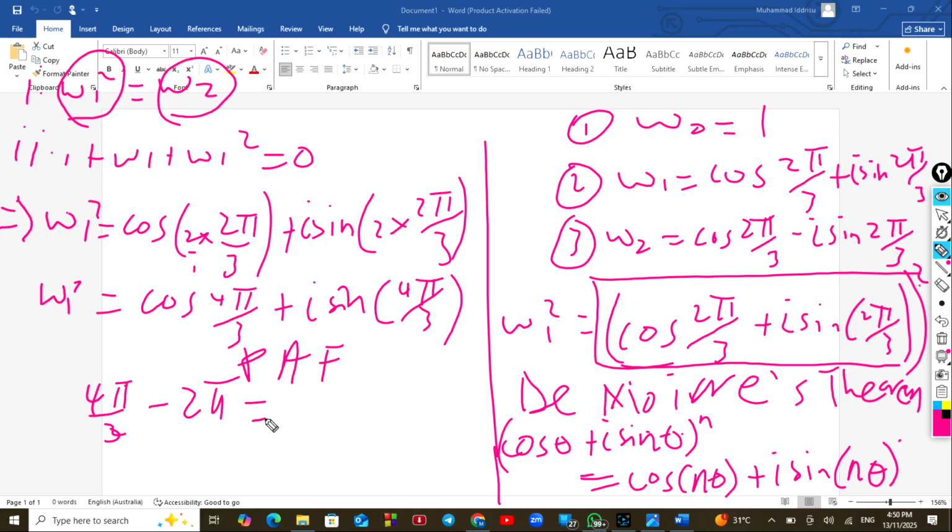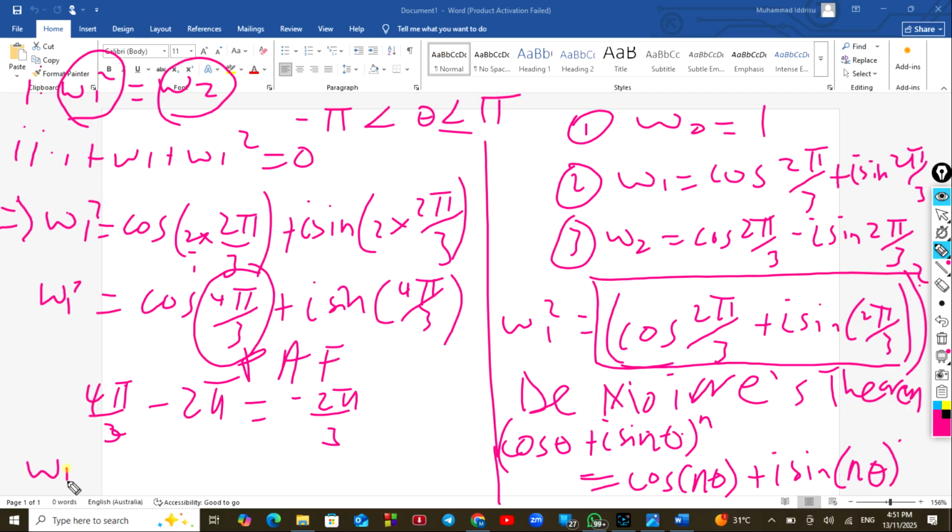Let me tell you the range for this theta. In principal argument form, we shall have negative pi less than theta less than or equal to pi, or some people will also write negative pi less than or equal to theta less than pi. Anyway, if we subtract 2 pi, we get minus 2 pi over 3.